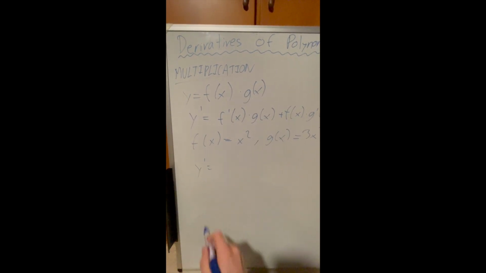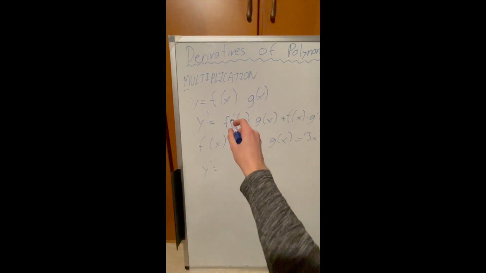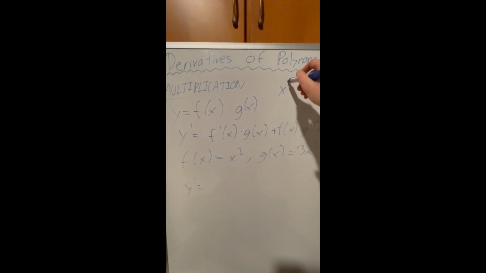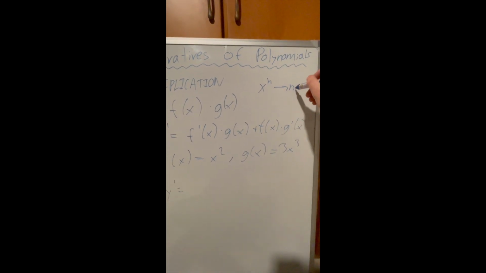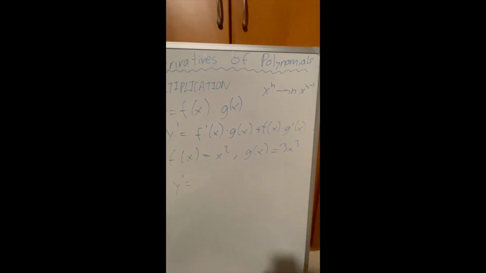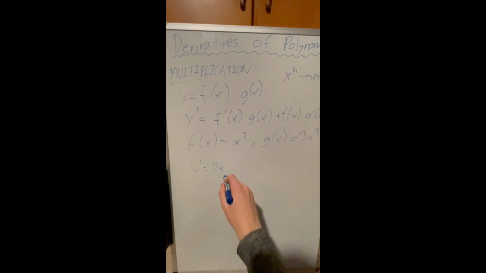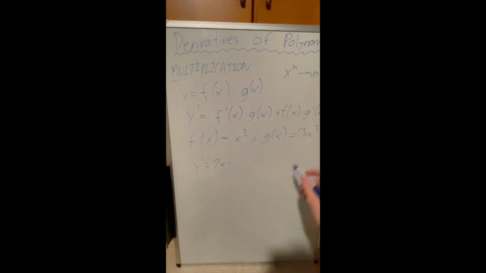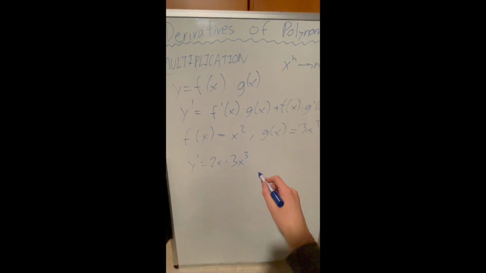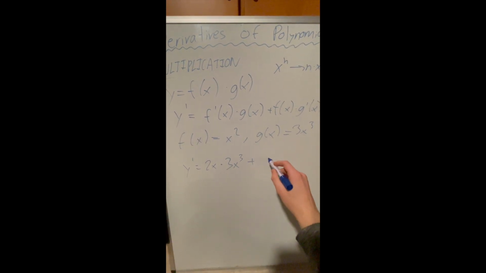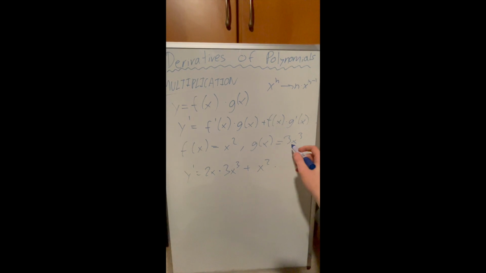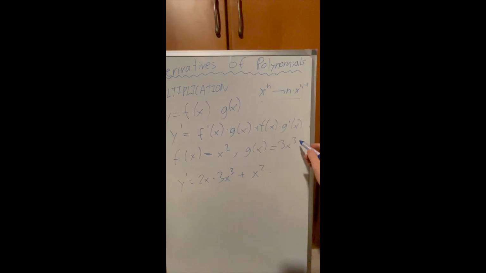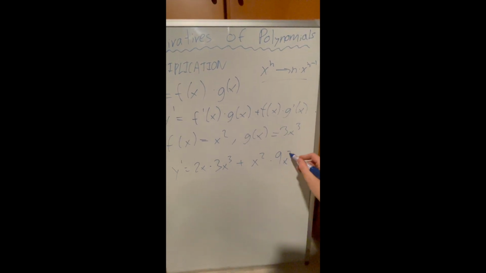Y prime is equal to f prime of x, so x squared prime. We know that this is applying our x to the power of n moves to n times x to the power of n minus 1. We know that this is 2x to the power of 2 minus 1, 2x basically, times g of x, so it stays the same, 3x cubed, plus, and then our f of x stays the same, x squared, times our g of x derived, so same thing that we have done here, 3 times 3, 9, 9x to the power of 2.